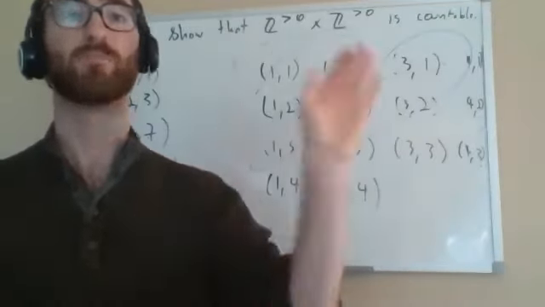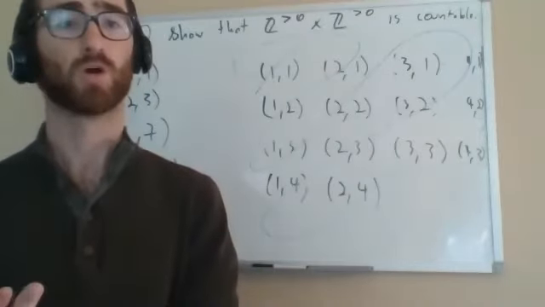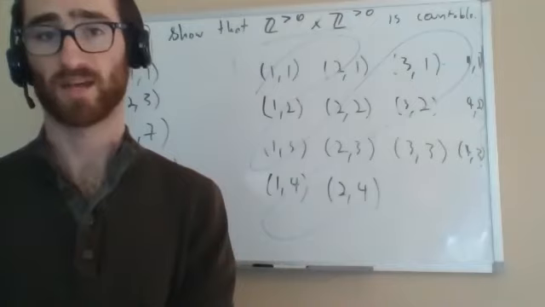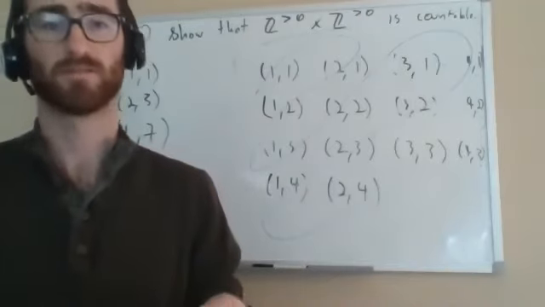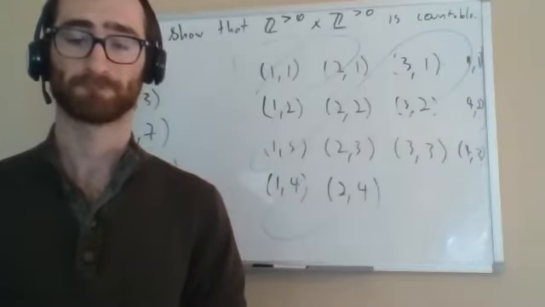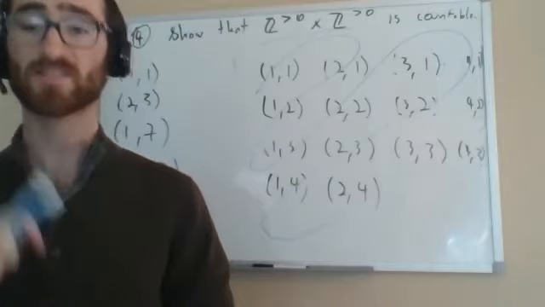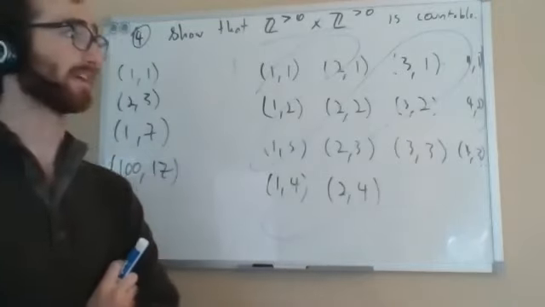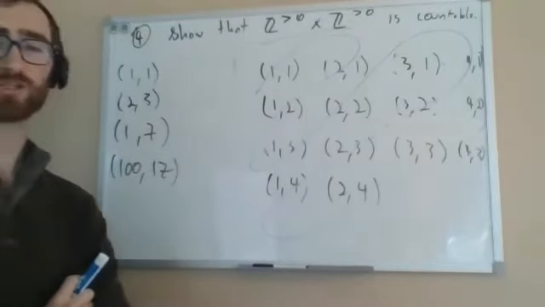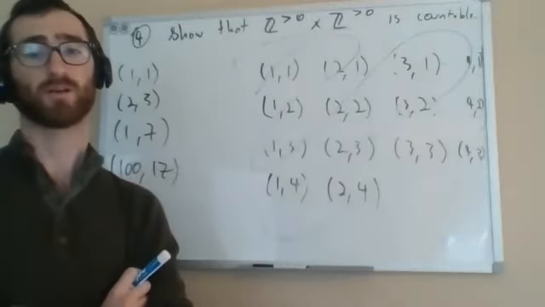So I found some bigger set, I showed that's countable, and then it is a true fact that a subset of a countable set is countable, but you'd have to prove that on a test. So the spiral outward is a valid way for z cross z, and it is the first 2/3 of a valid proof for z greater than 0 cross z greater than 0.